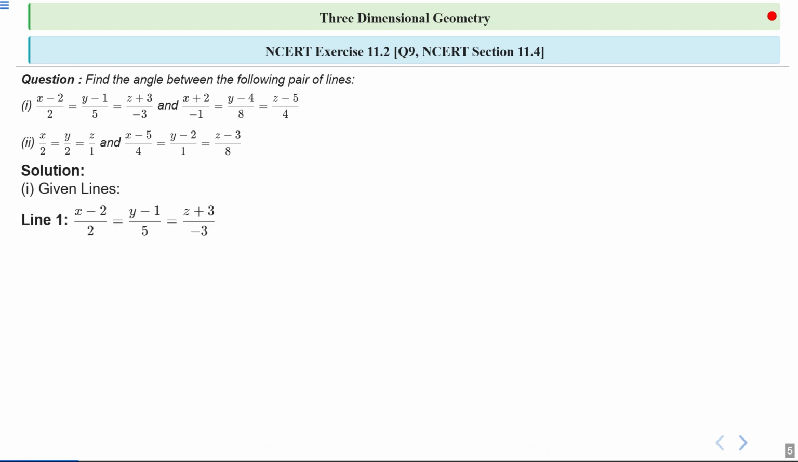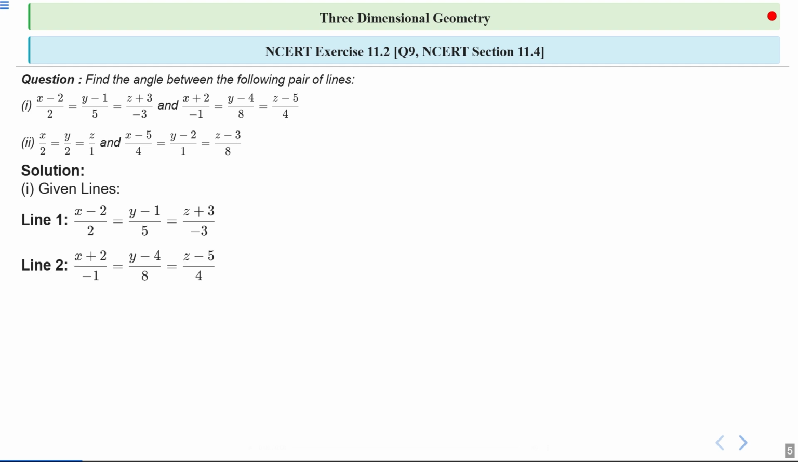So we have given lines. Let's examine the first line. It is written as (x minus 2) upon 2 is equal to (y minus 1) upon 5 is equal to (z plus 3) upon minus 3. This is the symmetric form of a straight line in 3D. The numbers in the denominators, 2, 5 and minus 3, represent the direction ratios of this line.